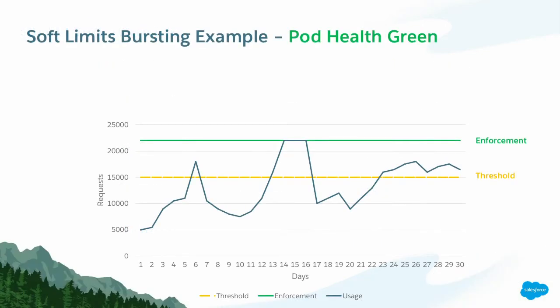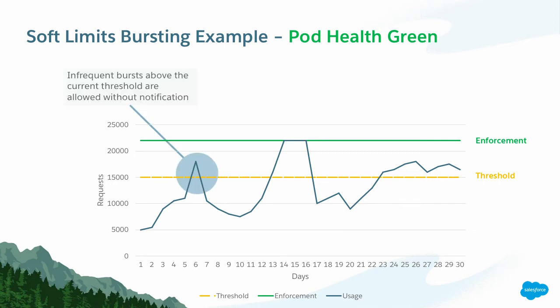So let's take a quick look at what this might look like. Now here we've got calls against the REST API over the period of a typical month. At this first point here, you can see that the customer has burst above their existing threshold. So 15,000 is where the average threshold is going to be set today.